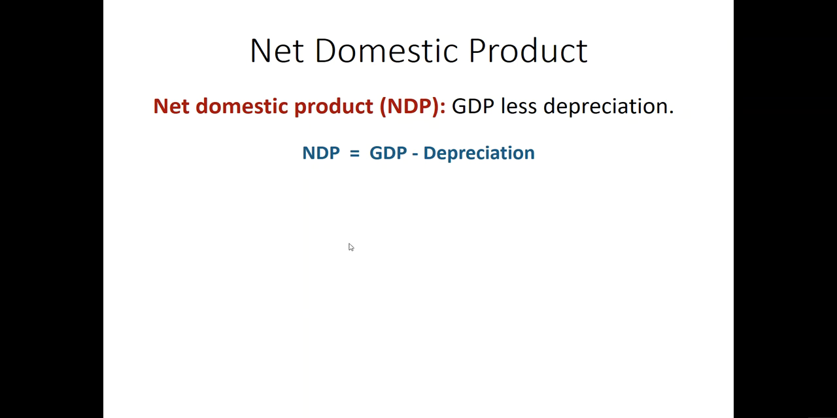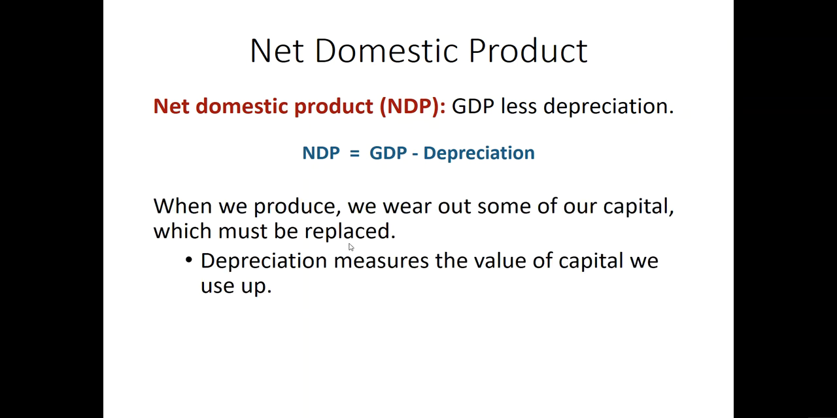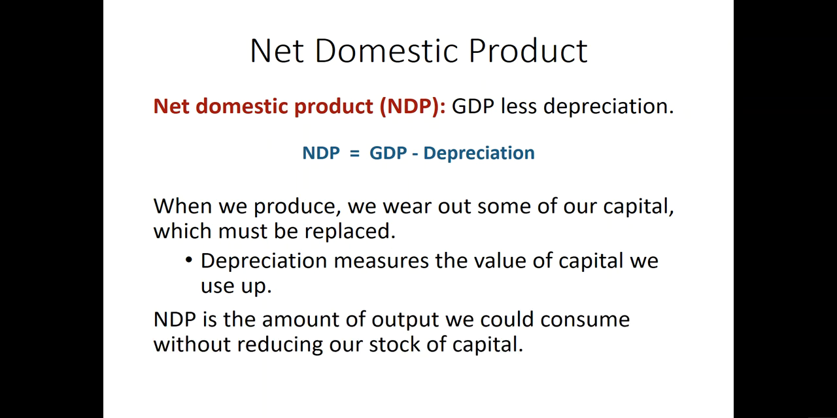When we produce, as we mentioned, things wear out. This means the NDP more realistically measures what happens in the real economy. It's not just looking at the final product, but also considering that during the whole production process, some product will wear out. So we have to consider the depreciation.